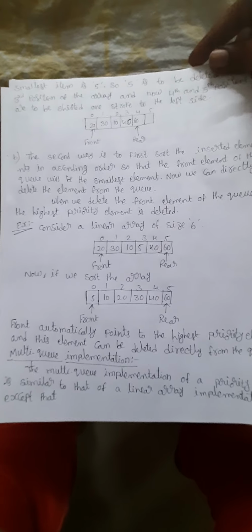Then see the next one, multi-queue implementation. This is the second point from this priority queue. What is this multi-queue implementation? Multi-queue implementation of a priority queue is similar to that of linear array implementation, except for the 3 points they have given.